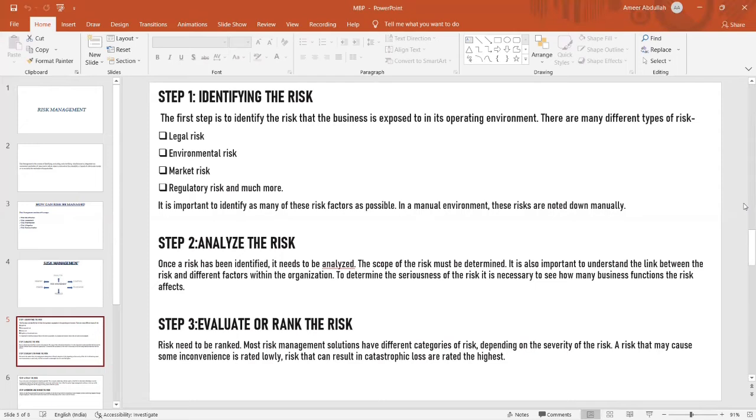Step 3. Evaluate or rank the risk. Risks need to be ranked or prioritized. Most risk management solutions have different categories of risk, depending on the severity of the risk. A risk that can cause some inconvenience is rated low. Risks that can result in catastrophic loss are rated as highest. It is important to rank the risk because it allows the organization to gain a holistic view of the risk exposure of the whole organization.